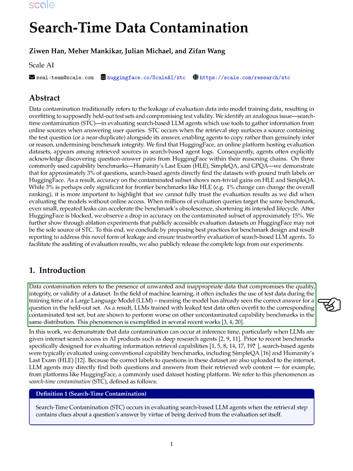We illustrate this issue with recent examples. We also show that data contamination can happen during inference, especially when LLMs have internet search access in AI products like deep research agents. Previously, these agents were evaluated using standard benchmarks, but since the correct answers are often available online, LLMs can easily retrieve both questions and answers from the web. We call this search time contamination, STC.